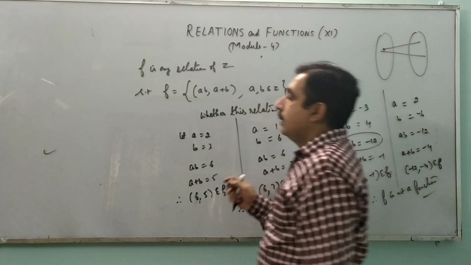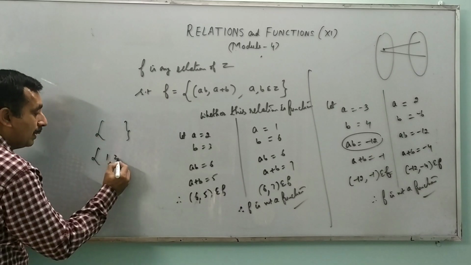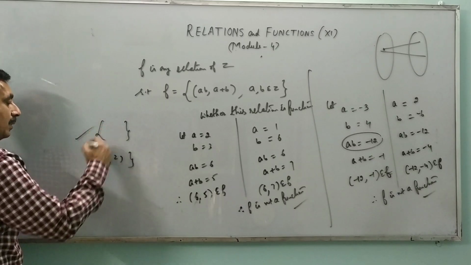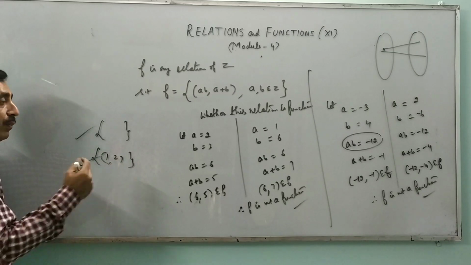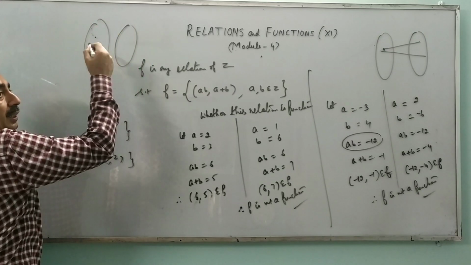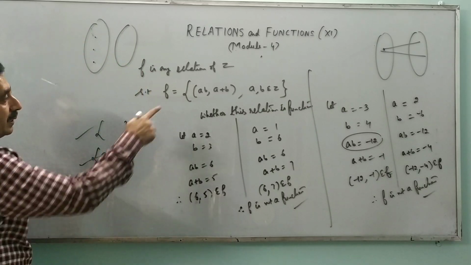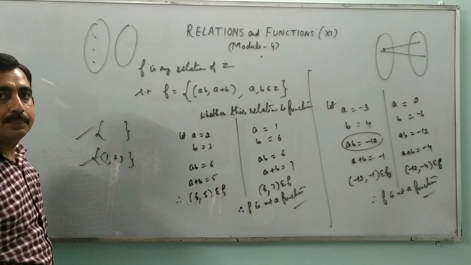A relation may contain the empty set, it may contain one element, it may contain any amount. But for a function, every element of the first set should be related with a unique image. So this is a relation but not a function.